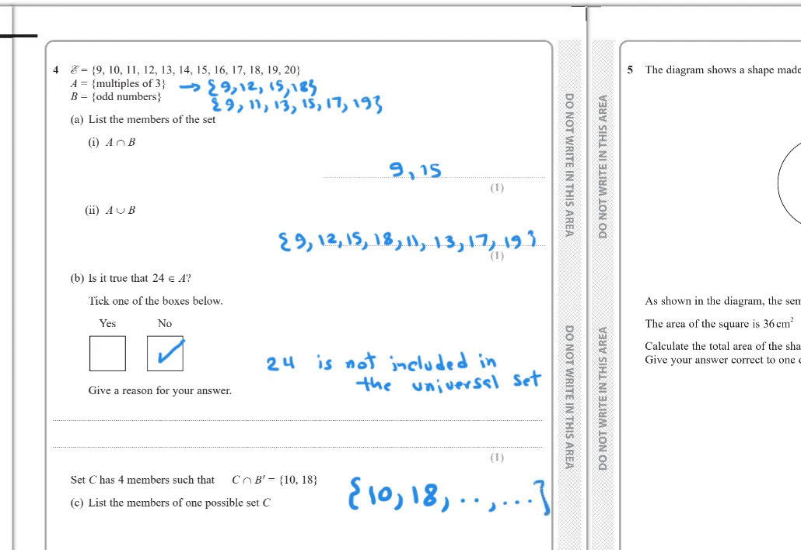These 2 more elements should be included in B, because the only 2 elements which are in C but not B are 10 and 18. So the rest are included in B. So choose any 2 elements from B, any 2 odd numbers from B. So you can write 9 and 11.